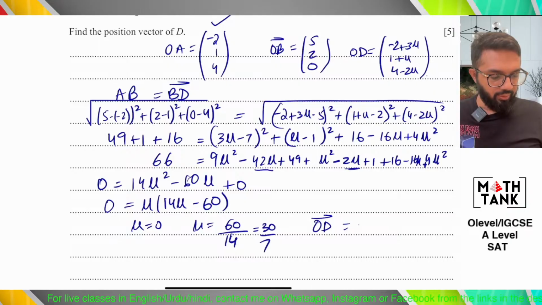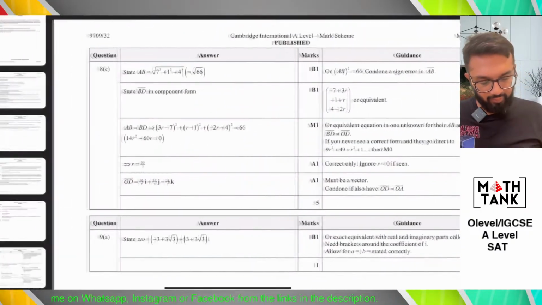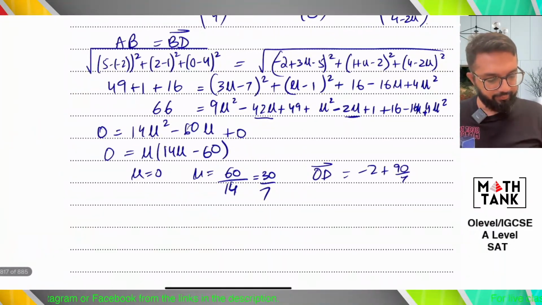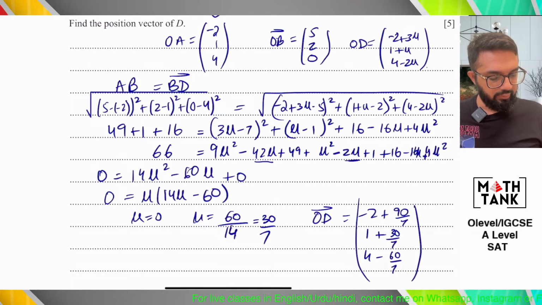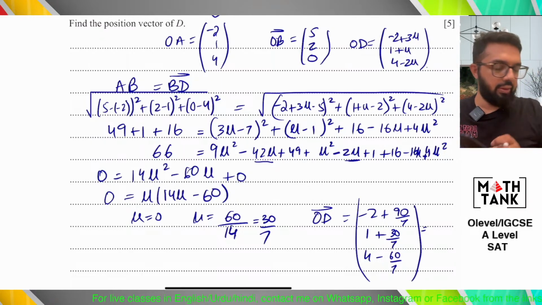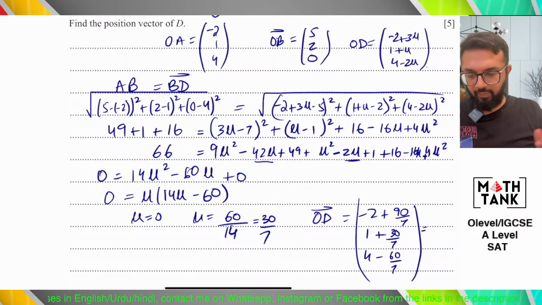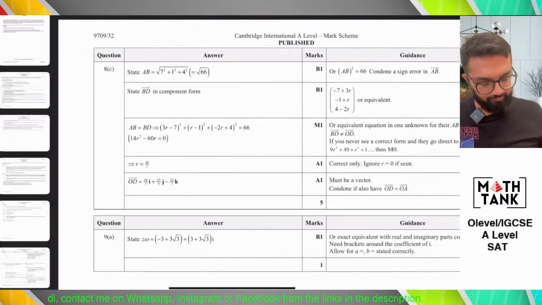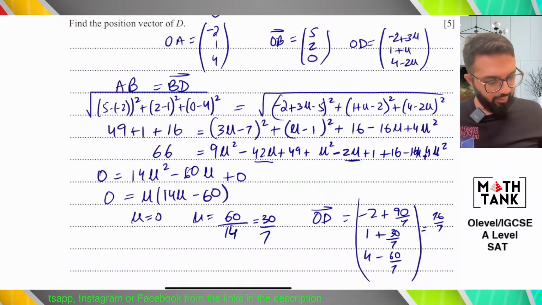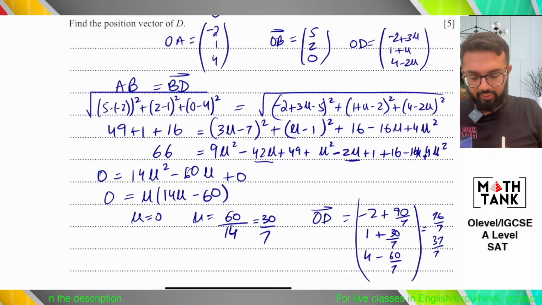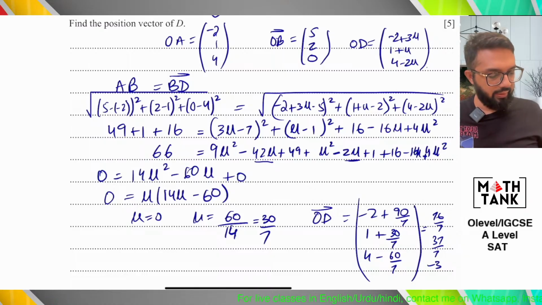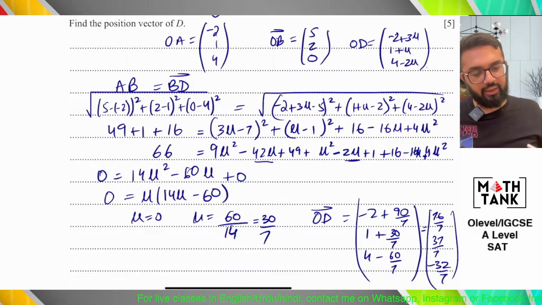It looked like a really good answer, so I just went with this flow. 30 over 7. Ninety minus 14. 76 over 7. 37 over 7. And 8 minus 6. Weird answer, but that's the right answer.